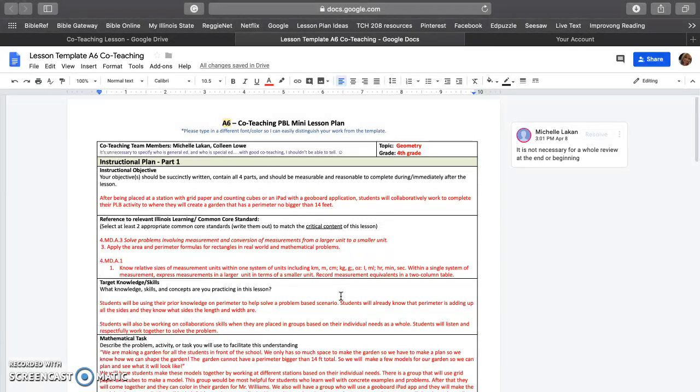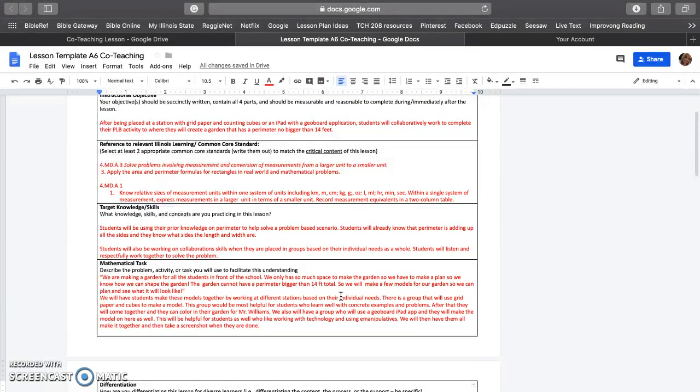The students will collaboratively work together to solve the task given to them, to create a garden that has a perimeter no bigger than 14 feet. We have two different standards that go along with this objective. One of them is solving problems involving measurement and conversions of measurement from a larger unit to a smaller unit. This is applying the perimeter formula for a rectangle in a real world problem, which is making a garden that's no bigger than 14 feet.